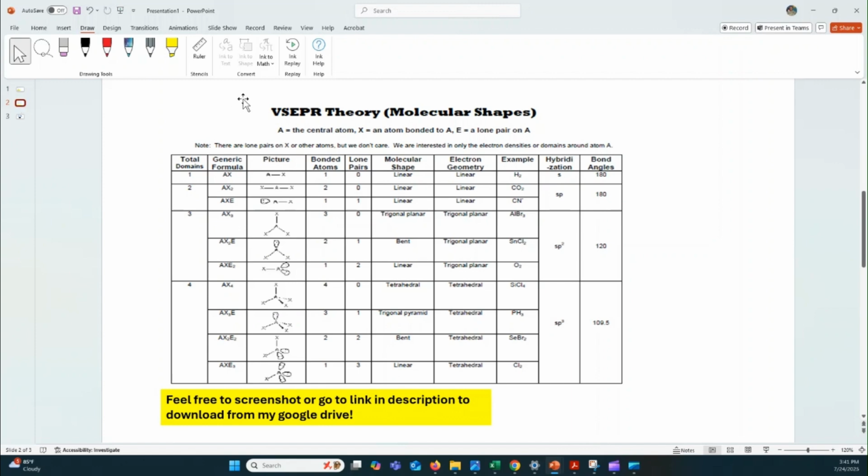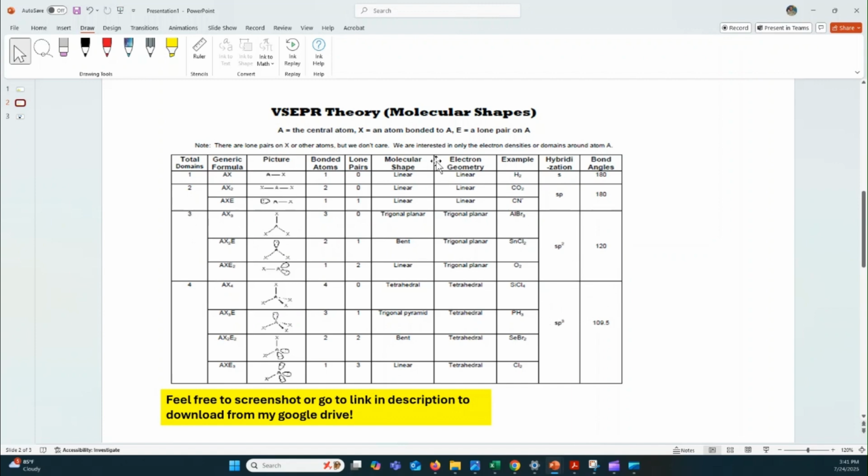With this one, we'll look at the atom or the element in the question. We're going to count how many groups are around it, so we can focus on domains for the most part. Then from there, we go to the far right where it says bond angle and match it up. So for domains 1 and 2, the bond angle is 180 degrees. For domain 3, it's 120. And for domain 4, it's 109.5.